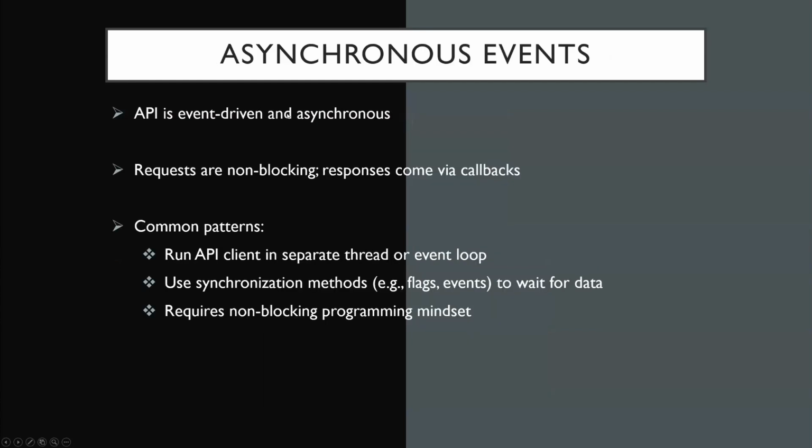Now, the IB Broker API is event-driven and asynchronous, and that means that requests are non-blocking and responses come via callbacks. So what that means is you send a request for information or to place a trade to TWS, and then a response may not be immediate. It'll just come back as a message whenever it's ready.